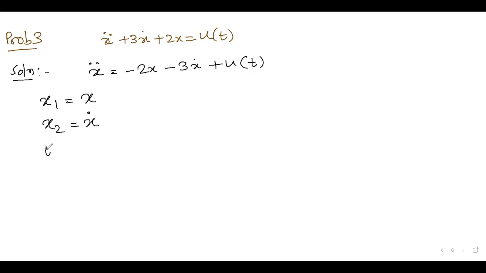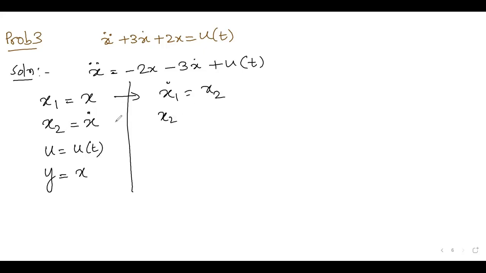And the input we know is represented by u, and the output is always represented by y. Remember, universally states are represented by x1, x2, x3, x4 and so on, inputs as u1, u2, u3 and so on, and the output by y. You cannot use any other convention. So here the output is y equal to x. Now write the equations. x1 dot equals x2. x1 dot equal to x dot means x2.